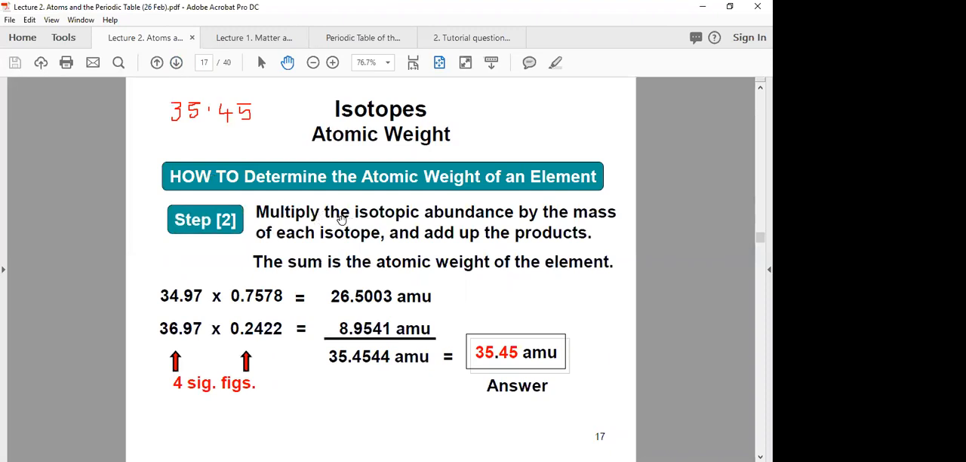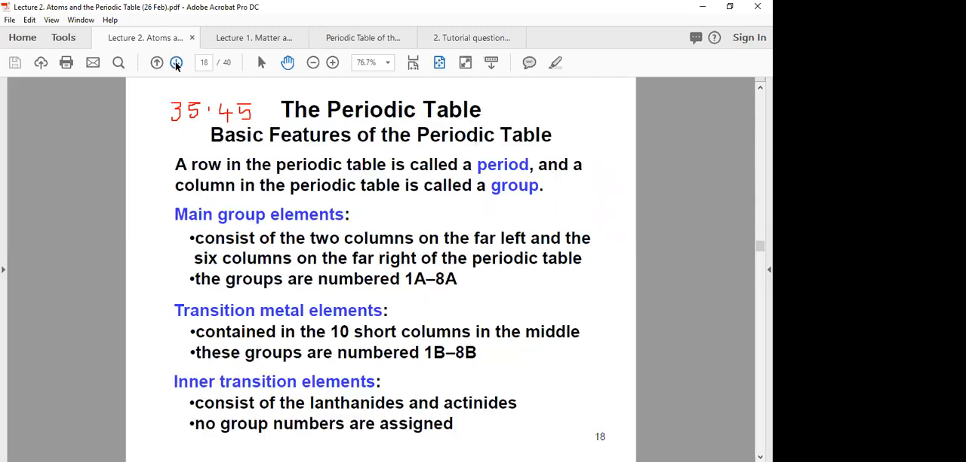And then you multiply the isotopic abundance by the mass of each of the isotopes and add them up. So here we go, 34.97 multiplied by its abundance equals 26.5. And here's the other isotope multiplied by its abundance. And those two are added together. And here's the answer, 35.45 AMU. And that's why this is what you see on the periodic table. Okay? So you can appreciate why the numbers are the way they are.